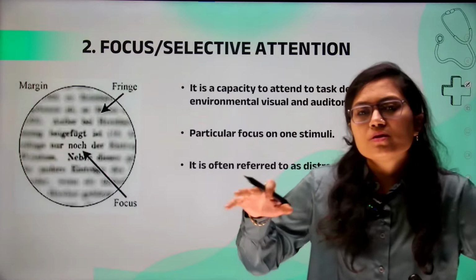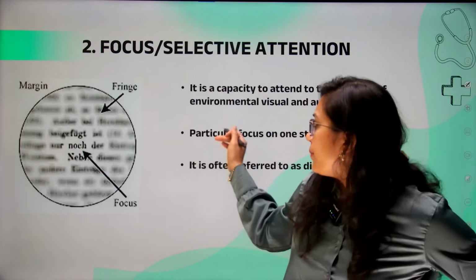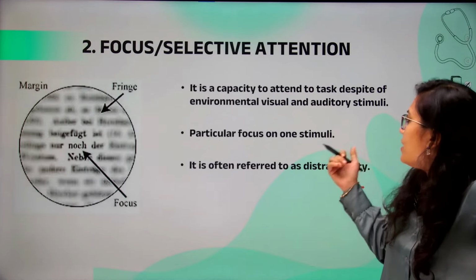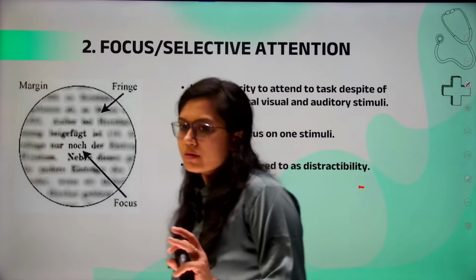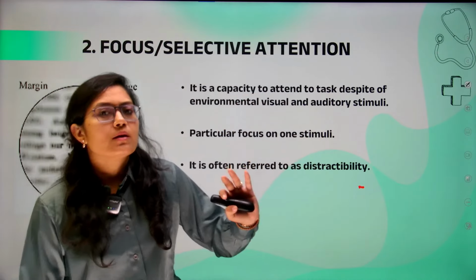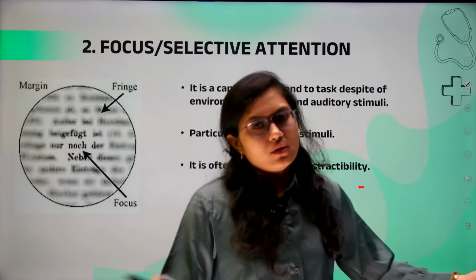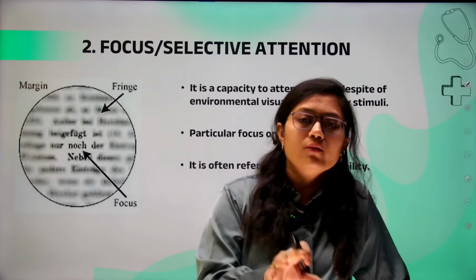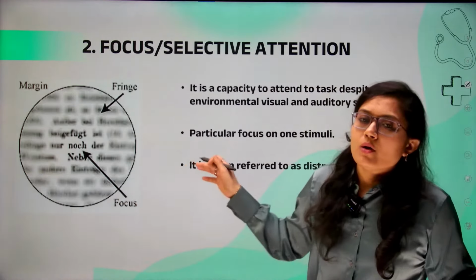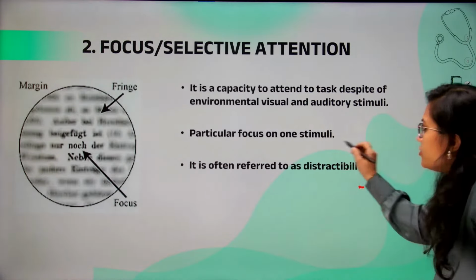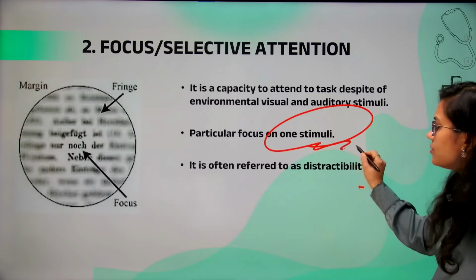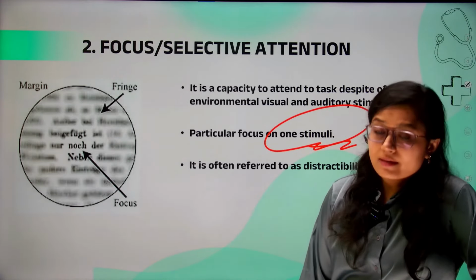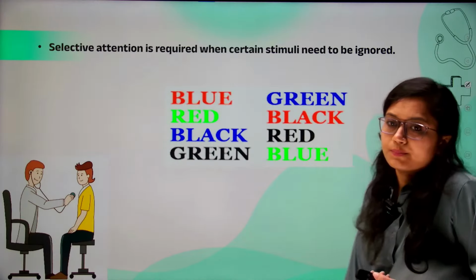The same way attention is also having a selective attention. So it is a capacity to attend a task despite environmental, visual and auditory stimulus. बाजू में ढोल नगारे भी बजते हो, पर अगर हमें नहीं सुनना है तो हम उसको नहीं सुनेंगे, और अगर हमें वही सुनना है तो हम वही सुनेंगे. Like what we need to focus on or what we are selecting, that will be called focused or selective attention. Particularly that focus on one stimulus, and it is often referred to as distractibility. कितना distractions आता है उससे होता है.